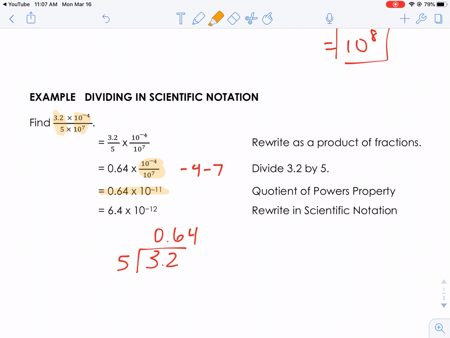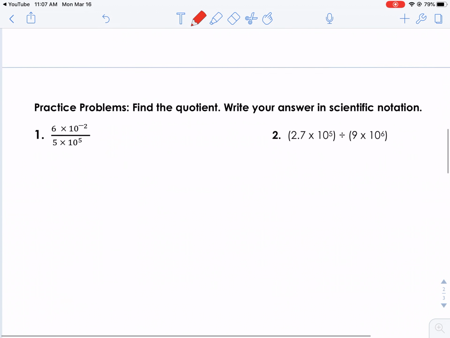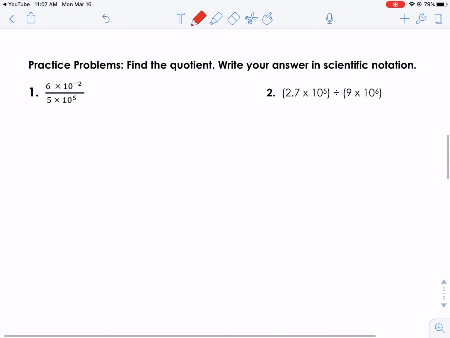Okay, similar to yesterday, our final answer is not in scientific notation yet, so we need to adjust it. We need to move our decimal over to make the number bigger by 1, so our exponent gets smaller by 1, which would turn into 6.4 times 10 to the negative 12th. Okay, we're going to go over 4 examples step by step on the back. Again, we're finding the quotient, meaning dividing, and then we're going to write our final answer in scientific notation.